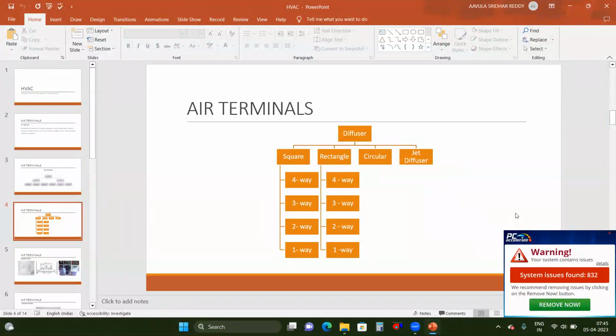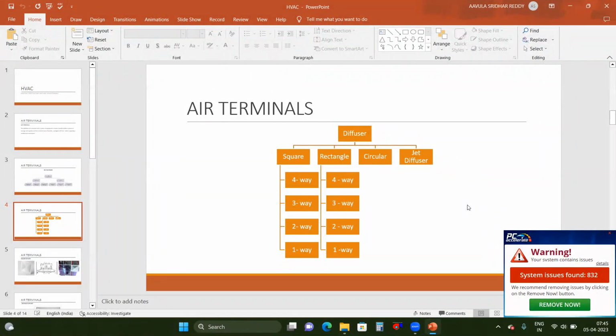So these diffusers are classified into four types. So you can see. The first one is square diffuser. The shape of the diffuser will be square. And next one is rectangular. So the name itself, it will be in rectangular shape. And third one is circular, and fourth one is jet diffuser.